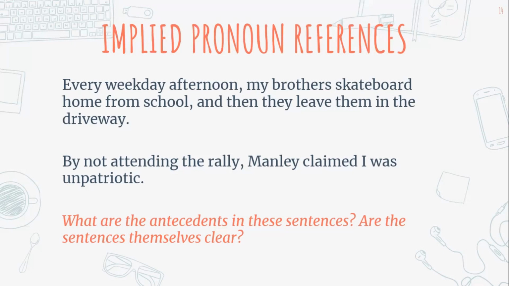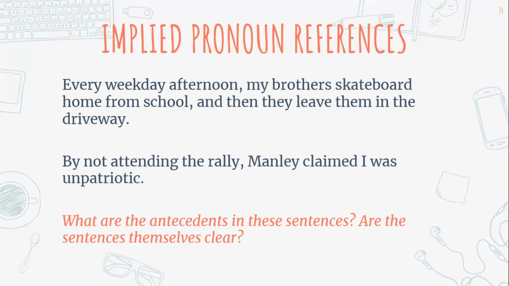All right. So let's go into it now. So as you said, the antecedent in the first sentence is not there because some people might say, well, skateboard is the antecedent, but we know that here, skateboard is a verb. So the sentence would have to be rewritten as every weekday afternoon, my brothers skateboard home from school, and then they leave their skateboards in the driveway, right?